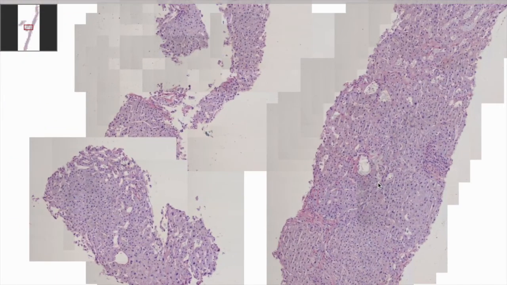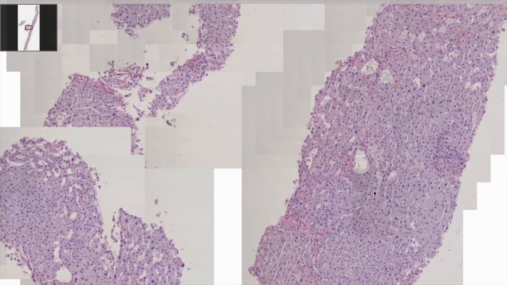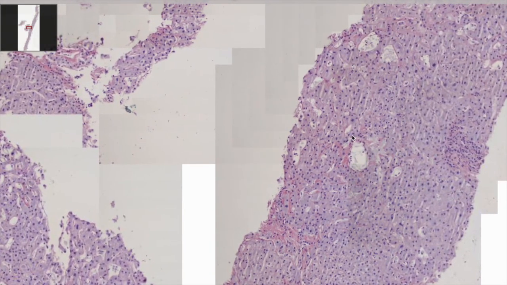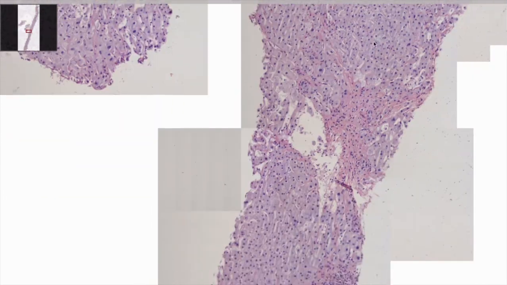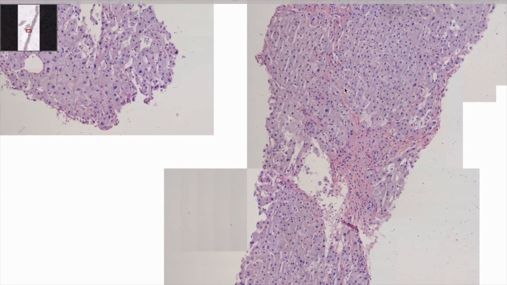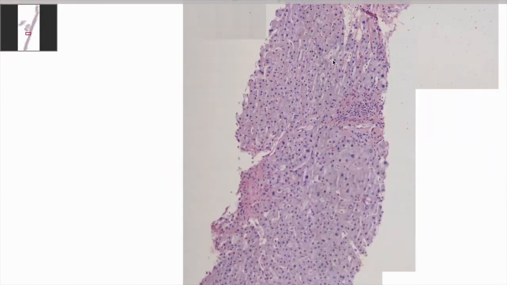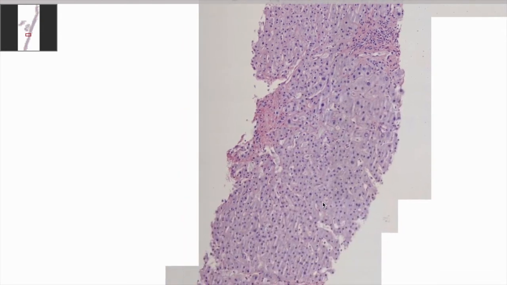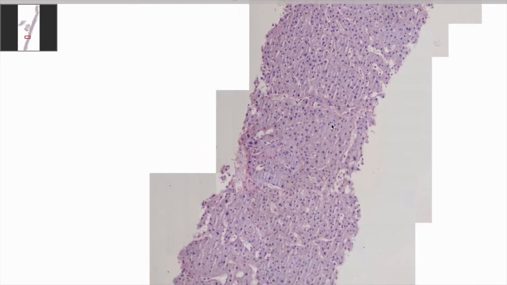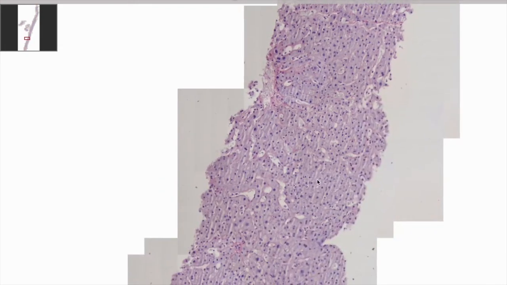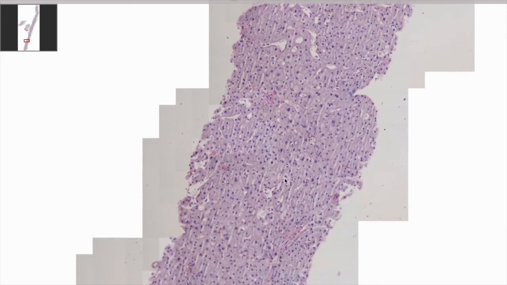We'll just have a closer look in some areas. Here you have the centrolobular vein. Maybe you have a minor perisinusoidal fibrosis. Maybe here is some fibrosis also, but it's not the appearance of an established cirrhosis. So it confirms what was our impression on the H&E.